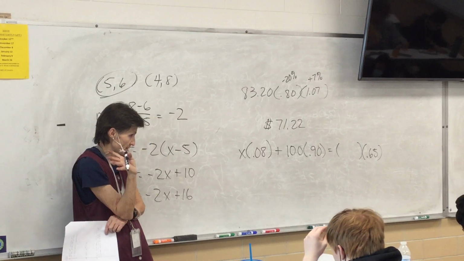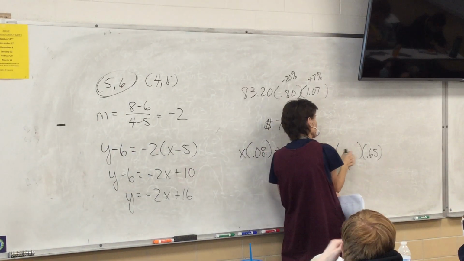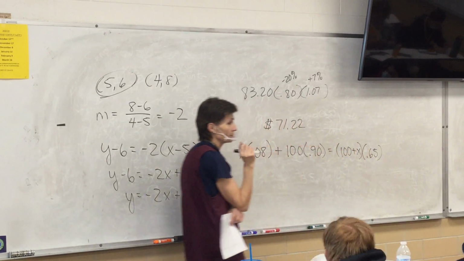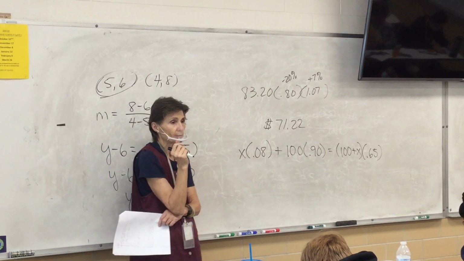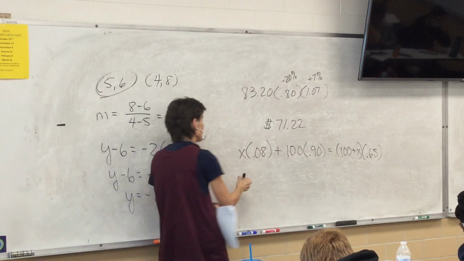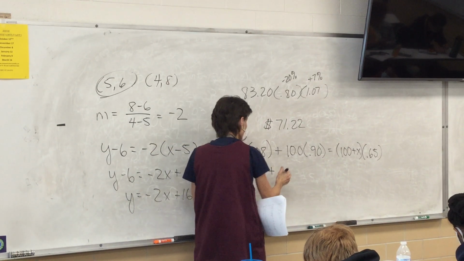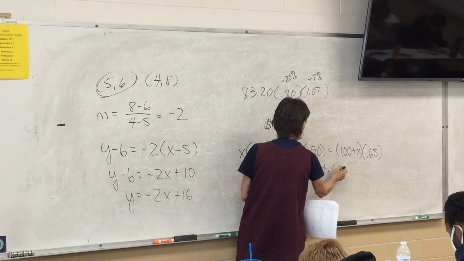100 plus x. It's going to be 100 plus x. That's the total. It's these two added together. So 0.08x plus 90 equals 65 plus 0.65x.